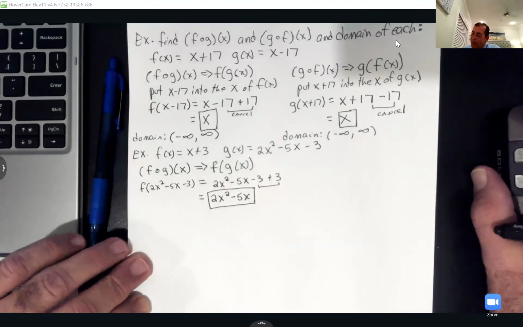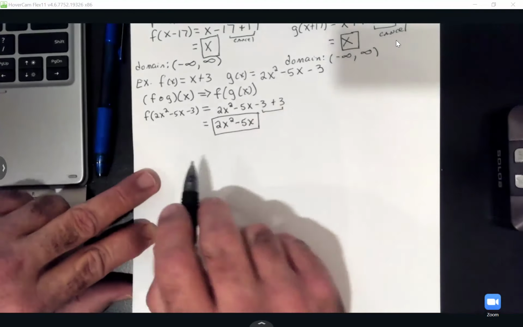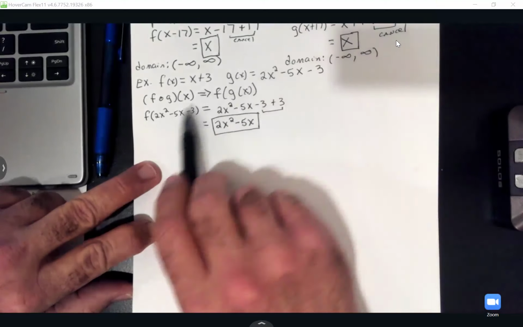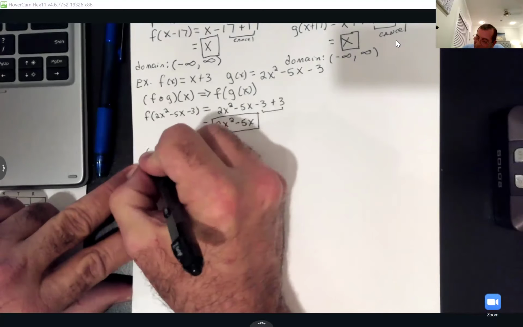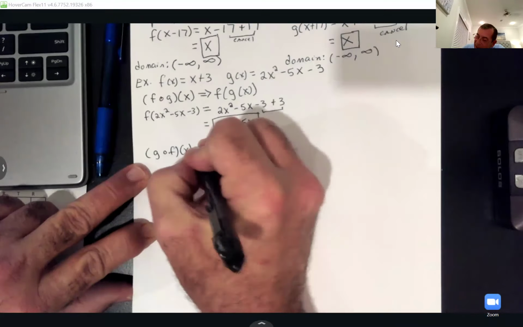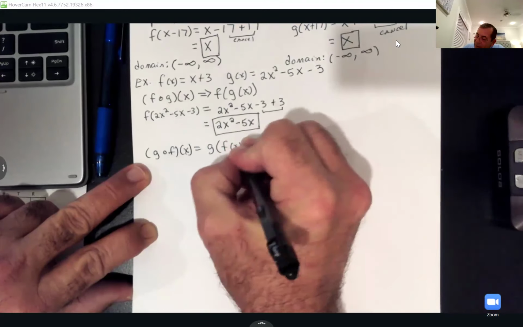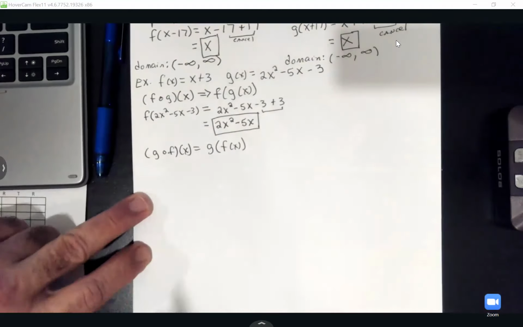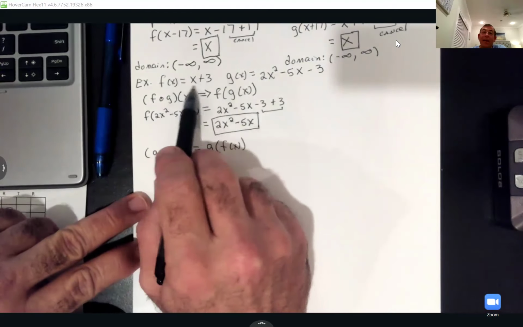All right, now, next one might not be so fun, but let's do this: g of f of x. G compose f of x is like a g of f of x. All right, well, f of x is an x plus 3. Can't do nothing to that.